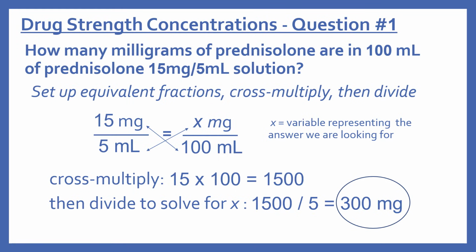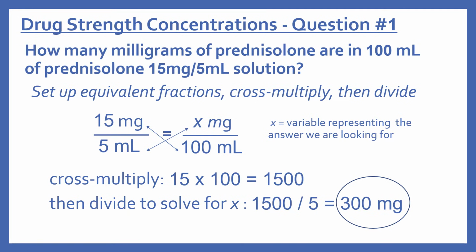Next, we're going to cross multiply. So 15 milligrams times 100 milliliters equals 1500. Then we're going to divide to solve for X. So 1500 divided by 5 equals 300. So that's 300 milligrams in 100 milliliters of prednisolone, 15 milligram per 5 ml solution.